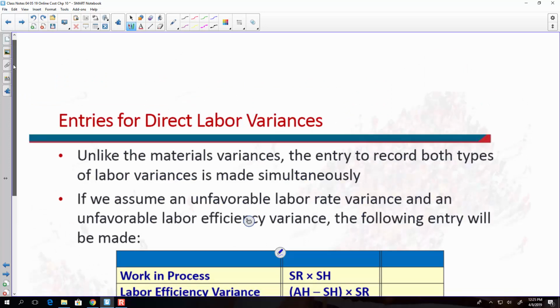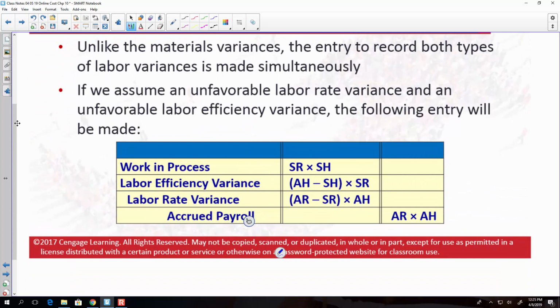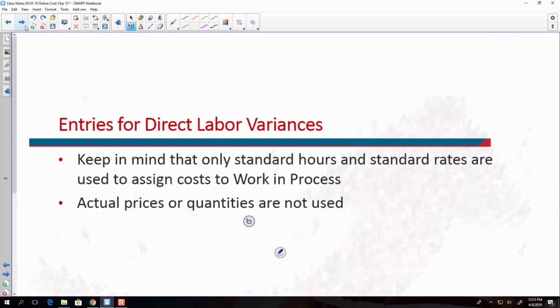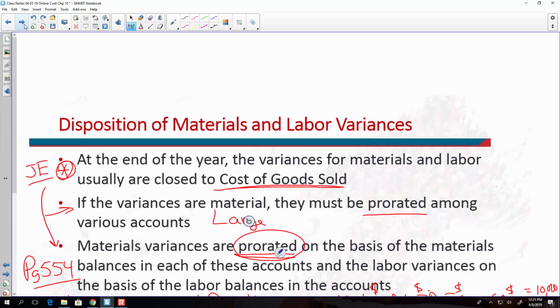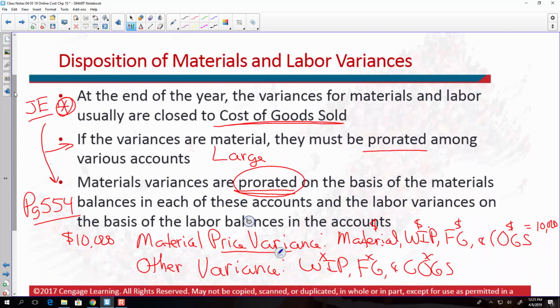Here's my labor entry. Labor entry is nice. They will always record both variances within one entry, both the efficiency and rate. In both cases here, they both look like unfavorable variances at the point of entry. Okay, disposition means closing of the entries.